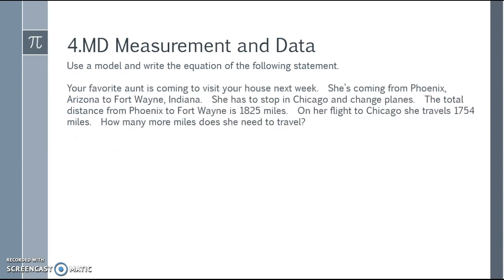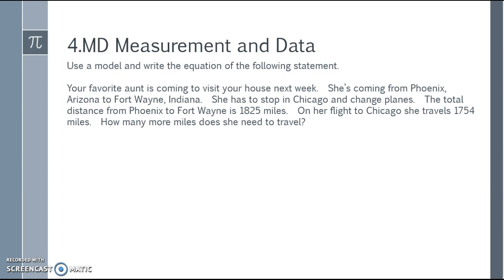Your favorite aunt is coming to visit your house next week. She's coming from Phoenix, Arizona to Fort Wayne, Indiana. She has to stop in Chicago and change planes. The total distance from Phoenix to Fort Wayne is 1,825 miles. On her flight to Chicago, she travels 1,754 miles. How many more miles does she need to travel?